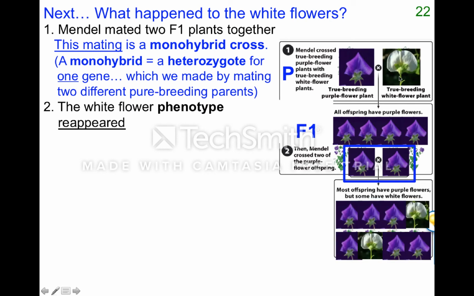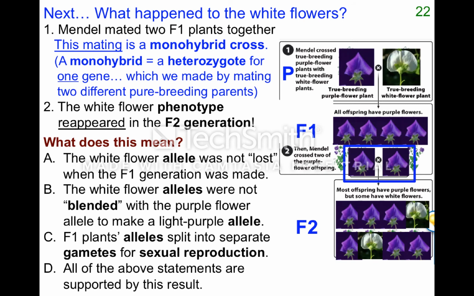All right. So when we do a monohybrid cross and look at the offspring, the results of that monohybrid cross, we found, hey, look, we got white flowers again. The white flower phenotype reappeared, okay, in this F2 or second filial generation. So pause now. Think about what this means. Pause now and choose your answer.